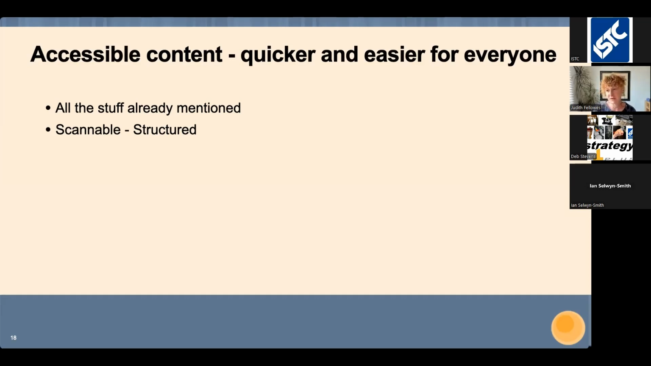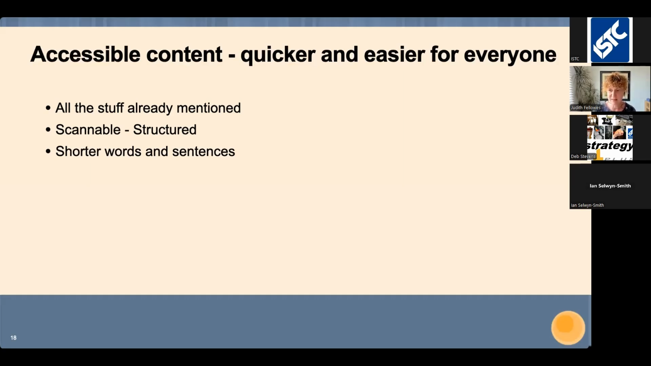So by having a structure and making things scannable, you automatically make them easier to read. When I think of those long essays where you just see big chunks of text, it makes your heart sink. Shorter words and sentences are just quicker. If you don't need that really long word, don't use it. And compound sentences can get very, very complicated.